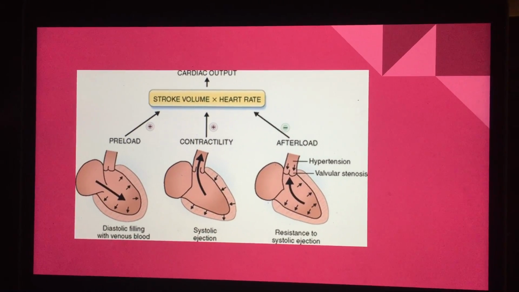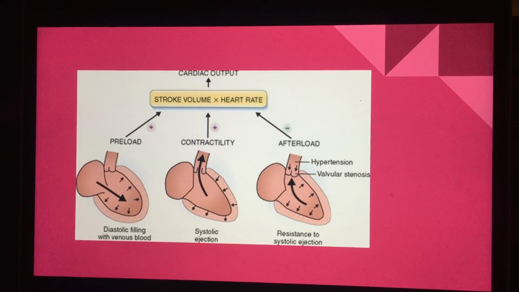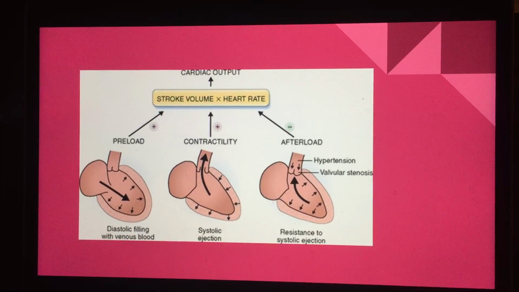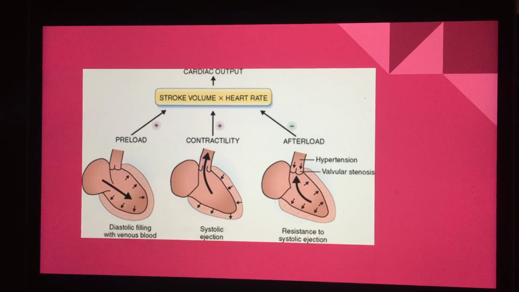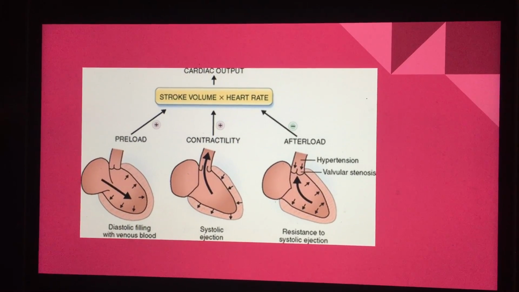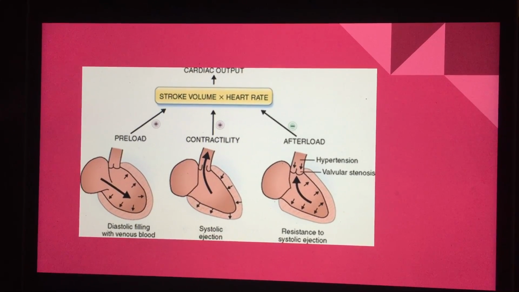So as I said, it has an effect on cardiac output. As we know, cardiac output is equal to stroke volume times heart rate. Stroke volume is affected by preload, which Devery has talked about, contractility, and afterload, which is the resistance to systolic ejection.